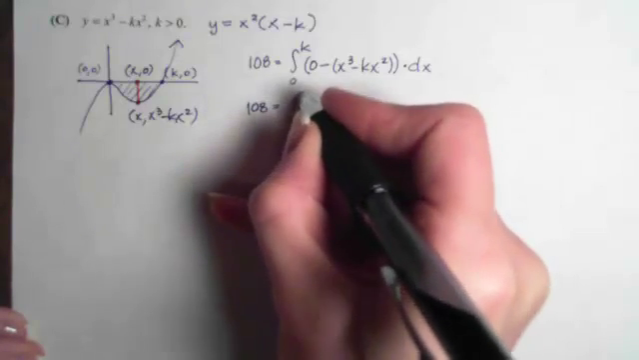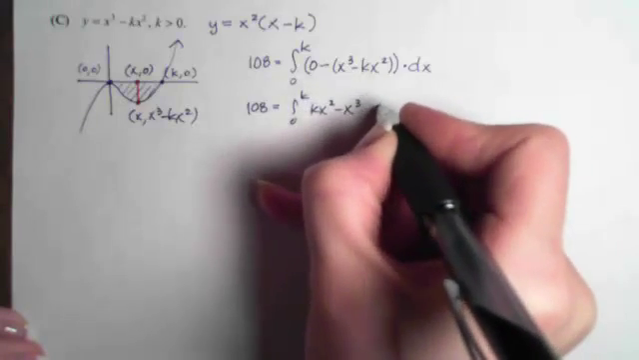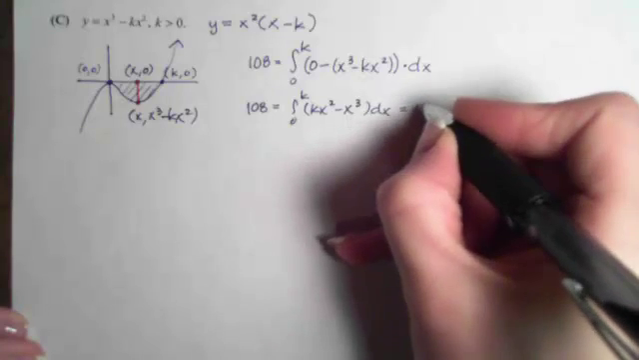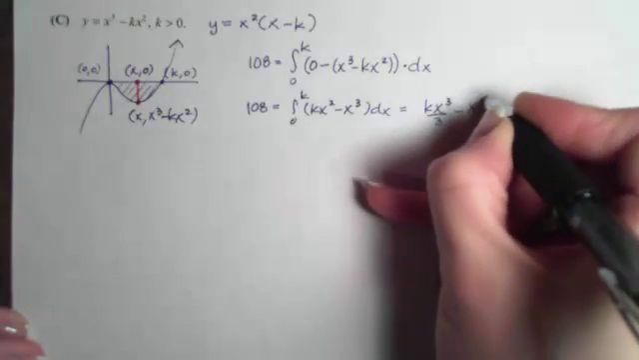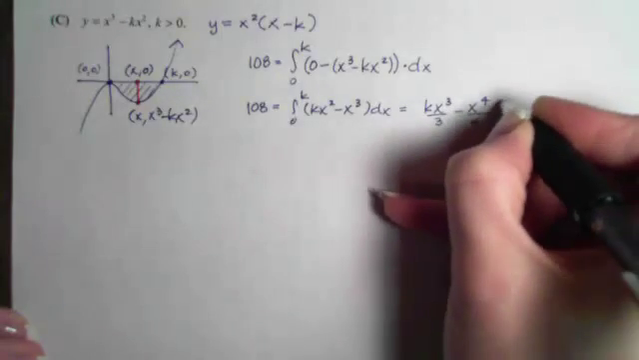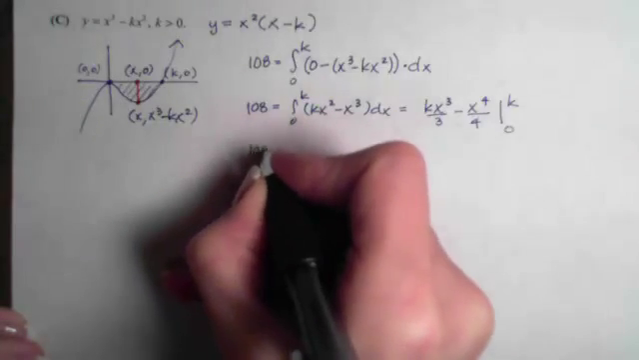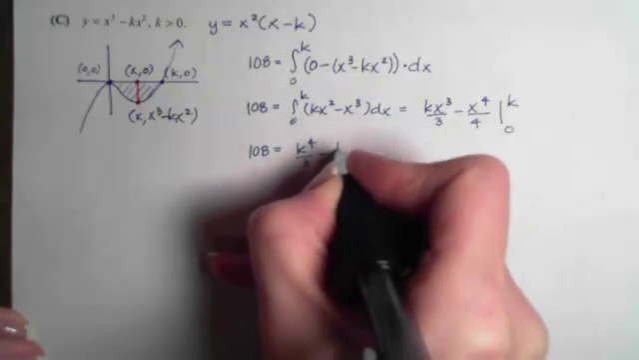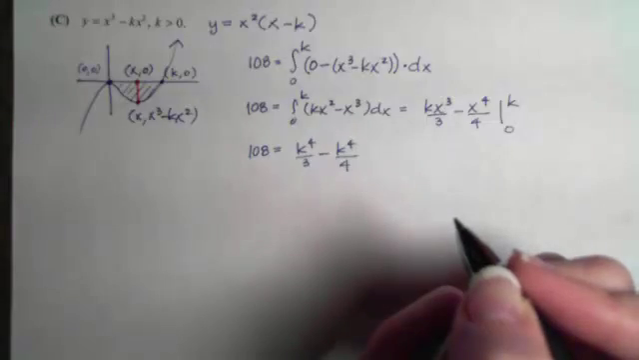Distribute that negative. I'll get a kx squared minus an x cubed. Now do the antiderivative. I will get a kx cubed over 3 minus an x to the 4th over 4, and I'm evaluating from 0 to k. So if I plug in k, I'll get a k to the 4th over 3 minus a k to the 4th over 4, and when I plug in 0, I get nothing.